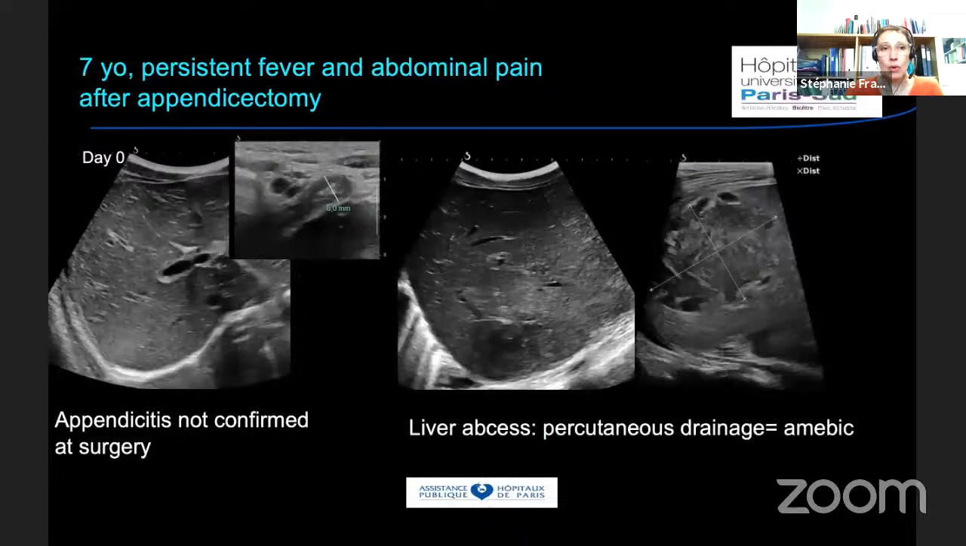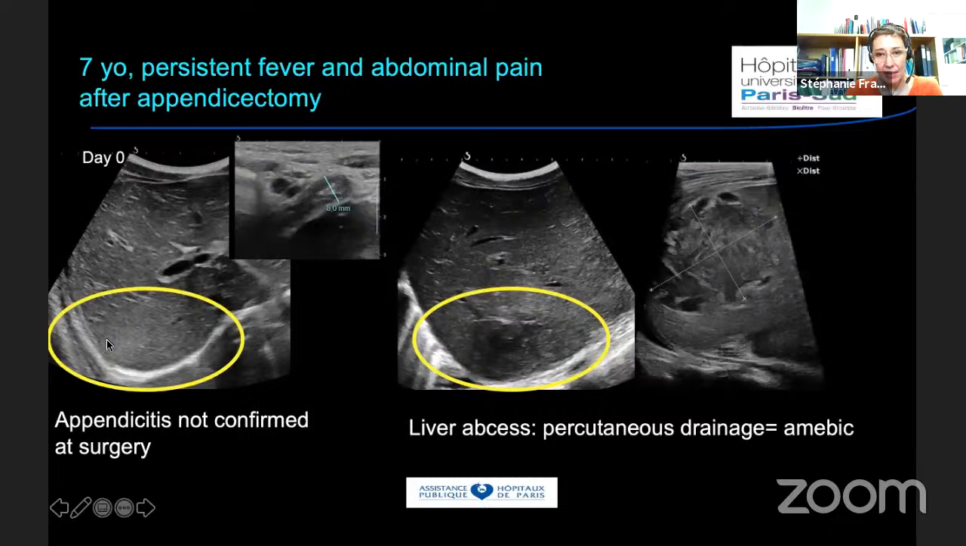We will finish with this 7-year-old boy with a persistent fever and abdominal pain. He had the diagnosis of appendicitis that was not confirmed on surgery. Shame on us. We didn't see this aspect, and he remained with fever in the following days.